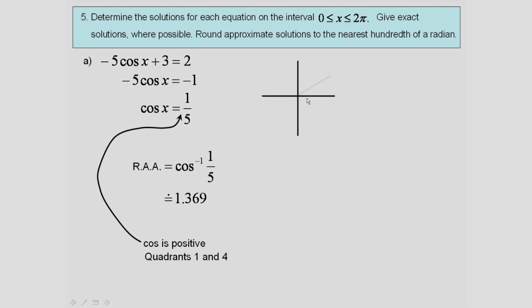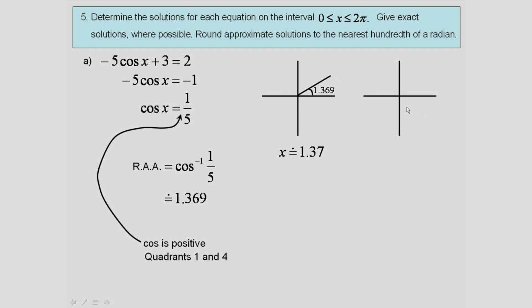So we draw it. Quadrant 1, terminal arm, related acute angle is 1.369. So the angle in standard position measured from the positive x-axis counterclockwise, we get an angle x that is actually 1.369. We are asked to round to the nearest hundredth of a radian though, so we can round that to 1.37. That's our quadrant 1 option.